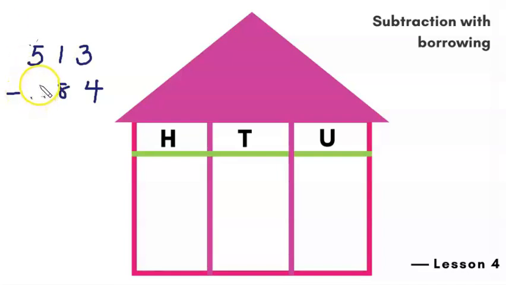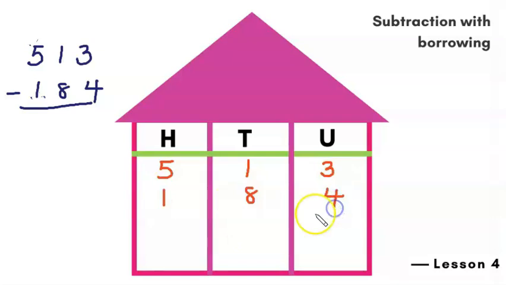I'm going to use 1. Alright, 530 minus 184. So let's see how this turns out. Let's arrange it in the place value house. This is a 500, a 110, and a 3 unit. A 100, an 8 tenths, and a 4 unit.